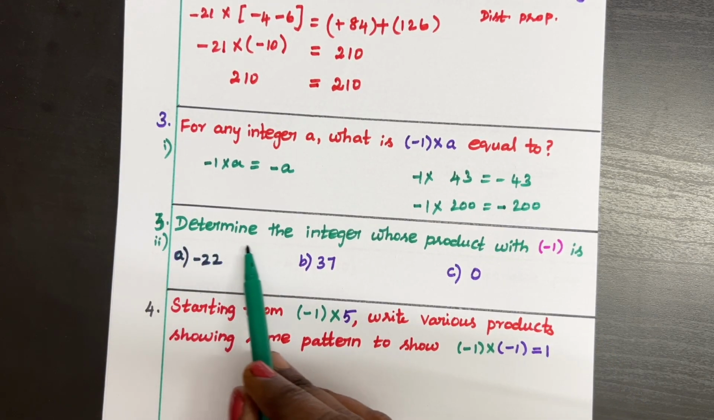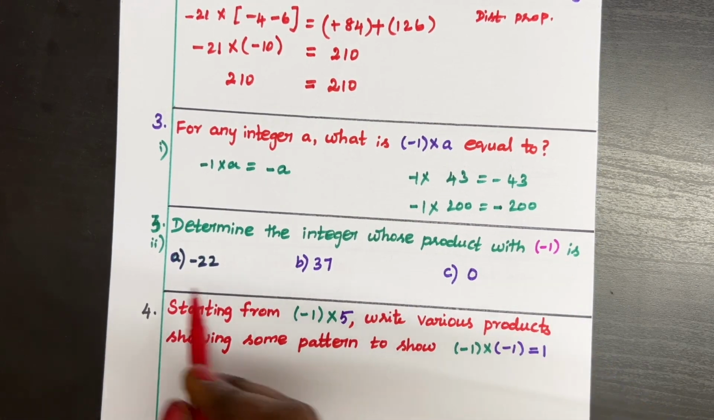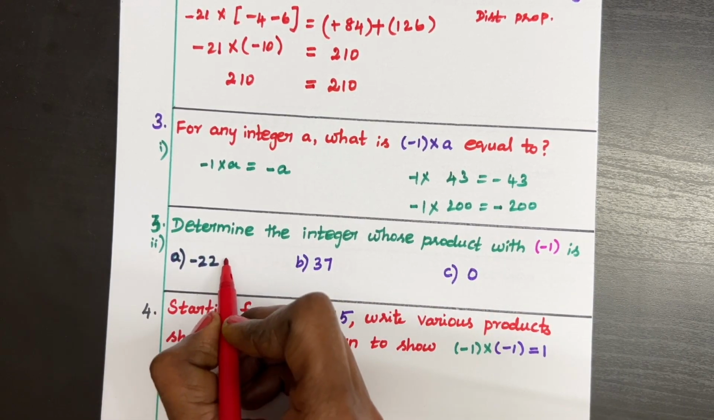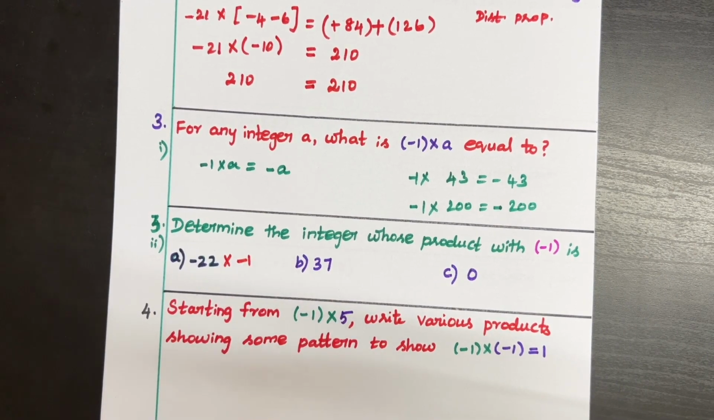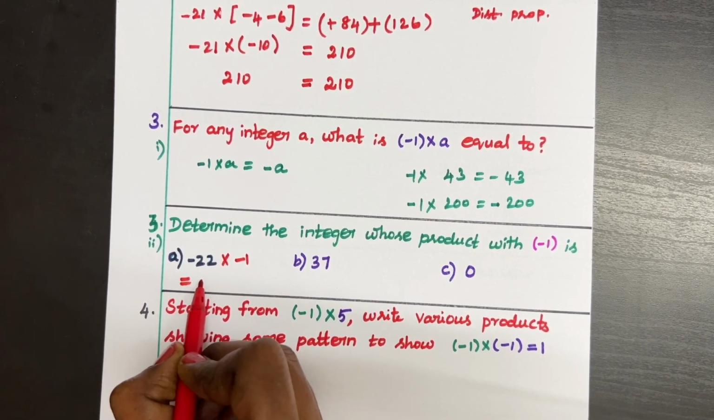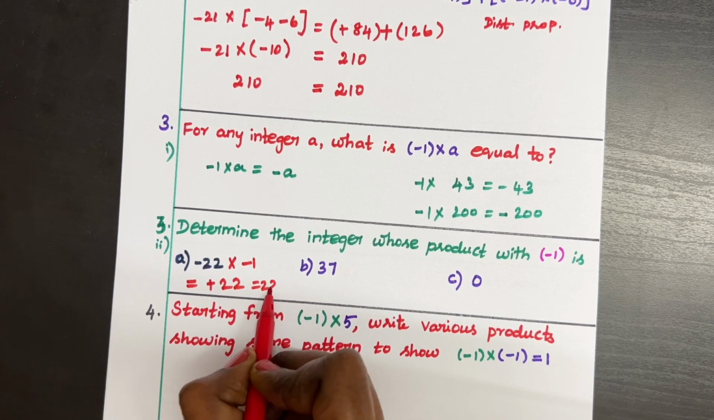Now, determine the integer whose product with minus 1 is what? See, if you multiply these numbers with minus 1, what will you get as an answer? That is the question. Minus 1. See, negative into negative gives you a positive answer. So the positive answer means plus 22. No need to put plus 22, you can just write 22.